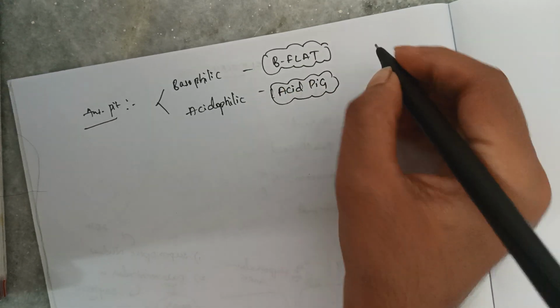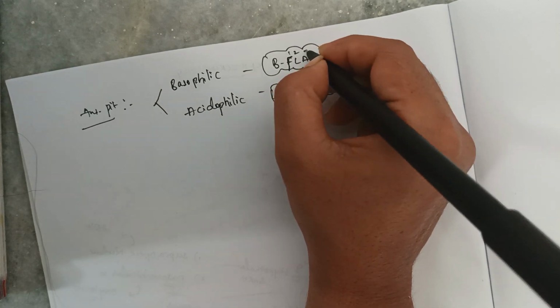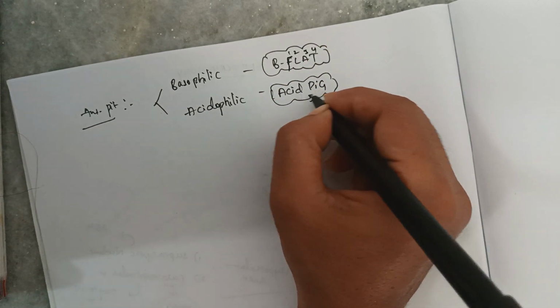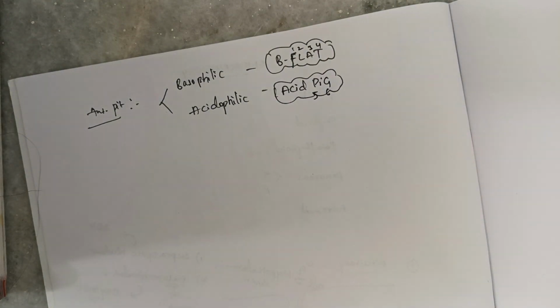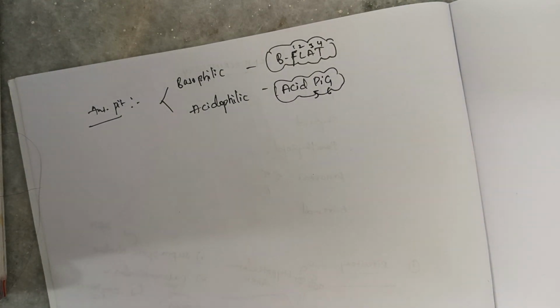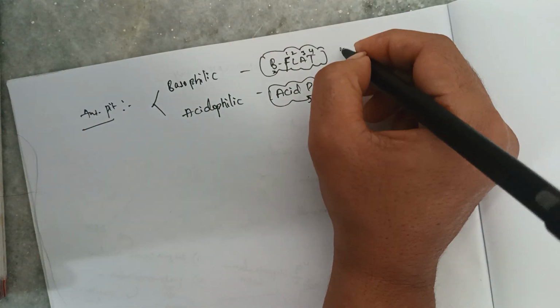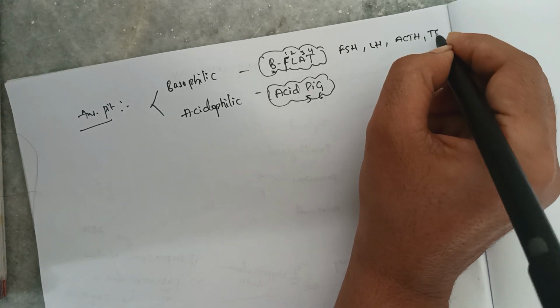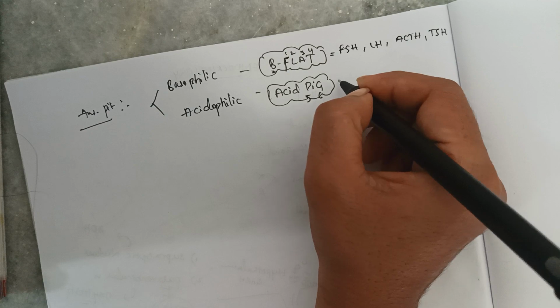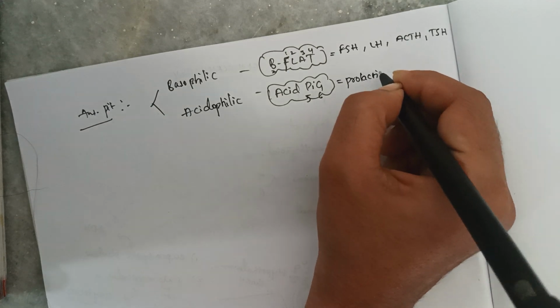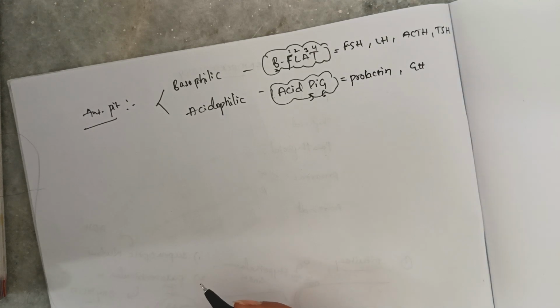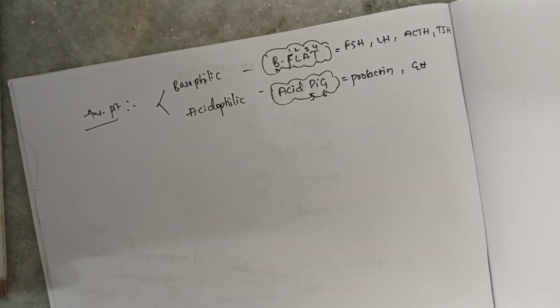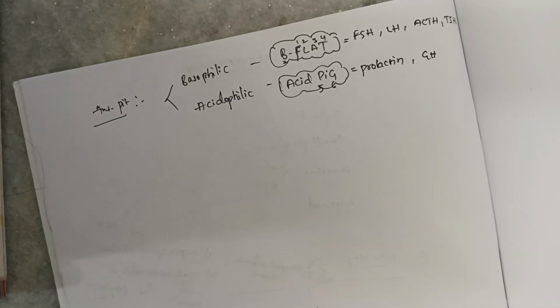So what are the hormones? 1, 2, 3, 4, and 5, 6. All these are hormones which are produced by the anterior pituitary. B flat, what are the basophilic? FSH, LH, ACTH, and TSH. All these are basophilic, whereas prolactin and growth hormone are acidophilic. Now, before going to the growth hormone, let us talk about basic information of hormones and their action.